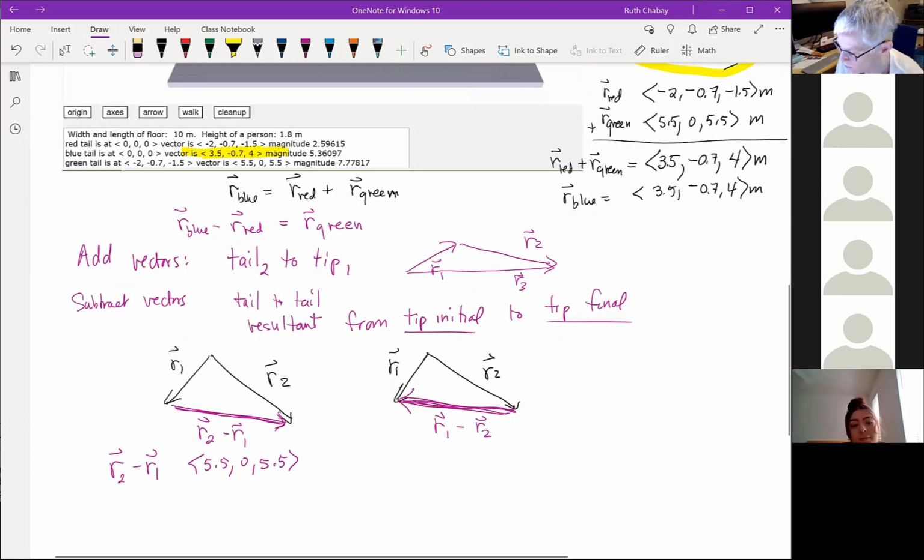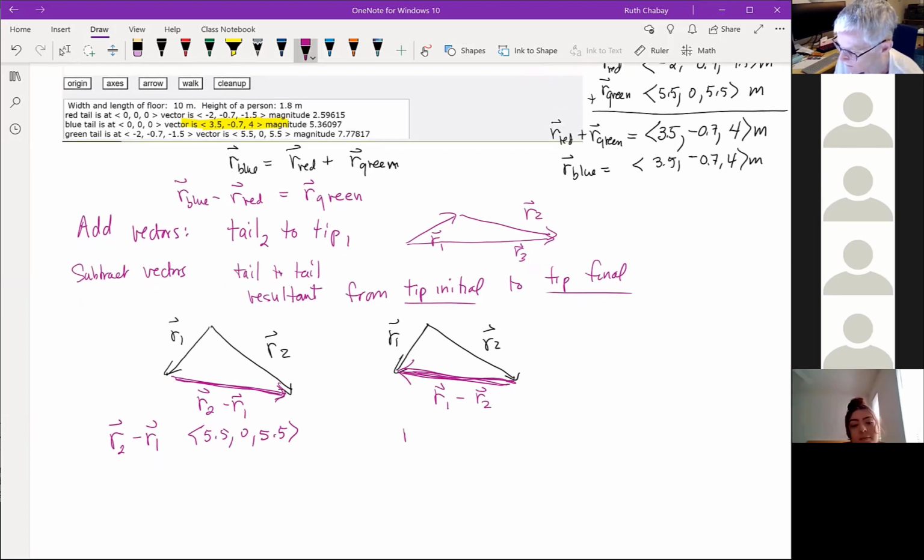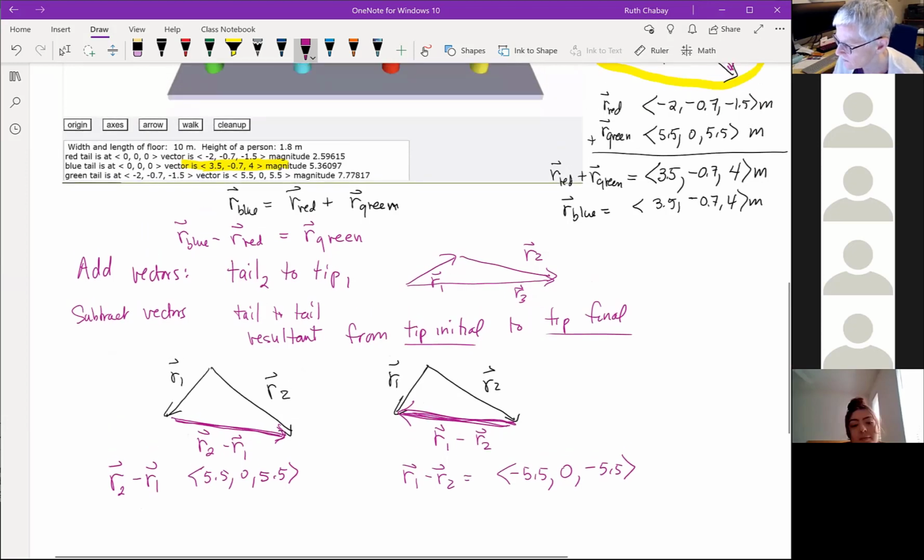But if we drew it the other way, then the vector R1 minus R2 is going to be equal to a negative 5.5, because it's going in the negative x direction, nothing in the y direction, and a negative 5.5 in the z direction.